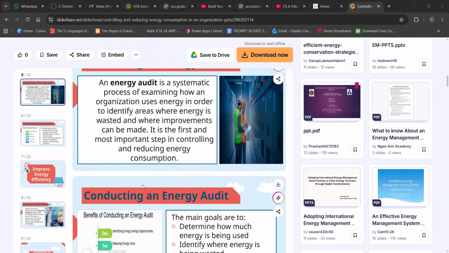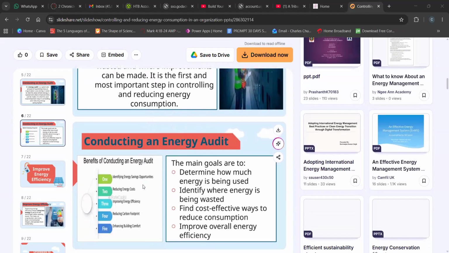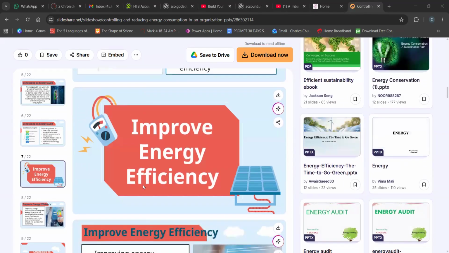Okay. So was there any mention made of what an energy audit is? No, I'm not sure what that is. Okay, all right. We can skip that. That's fine.